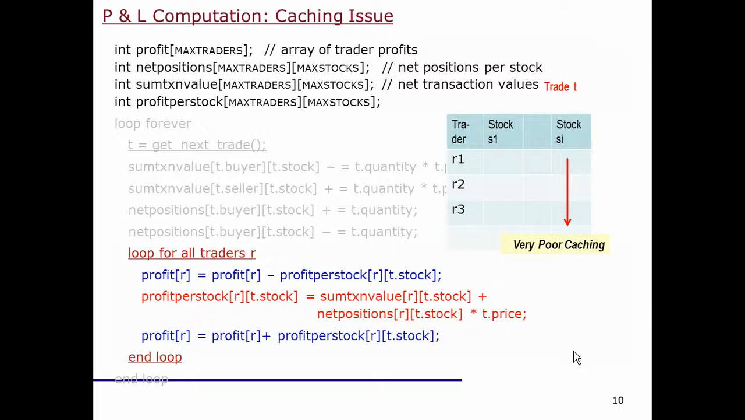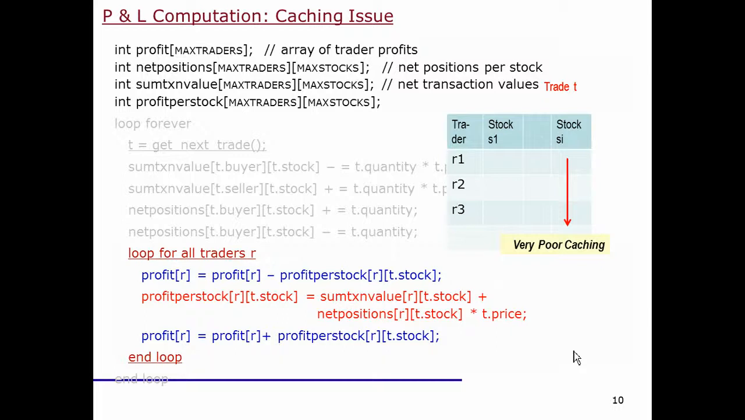So essentially what we are doing is taking a stock and traversing the traders, and in that sense we are very poor in caching, because if we take for example a stock S1, we'll first access data for trader R1, then we'll access data for trader R2, and that's not the way in which data is actually stored. So we are skipping a lot of elements before we get to the next trader, and this can be very poor in terms of caching.